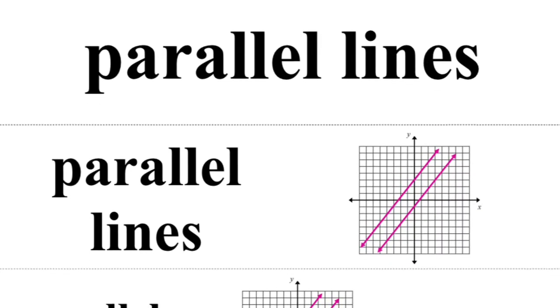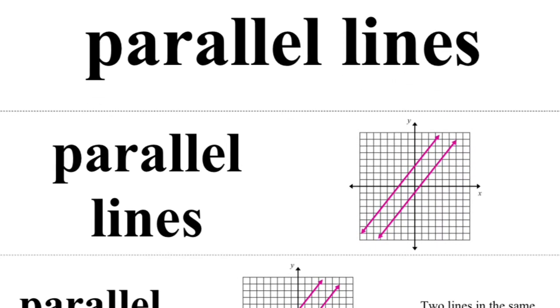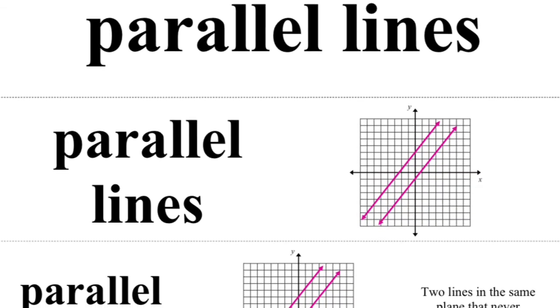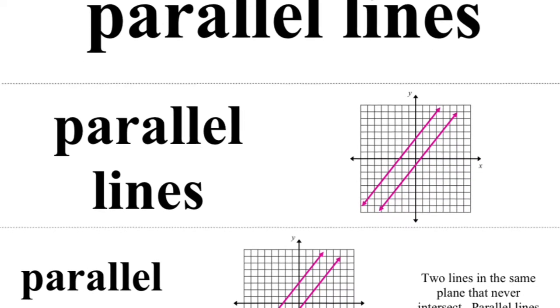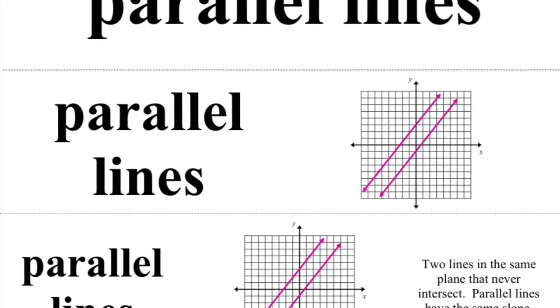Parallel lines are two lines that will never intersect or touch. If you were to graph parallel lines, they will have the same exact slope, but they will have different y-intercepts.